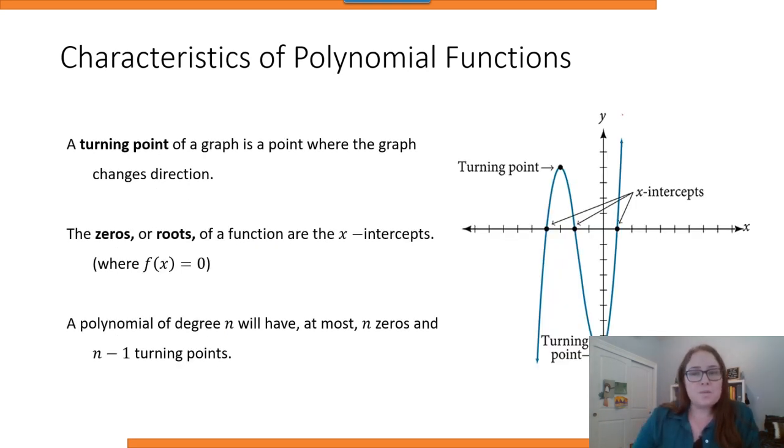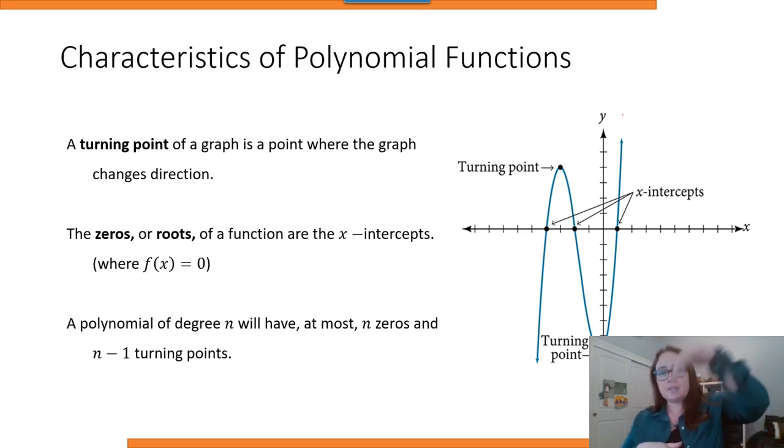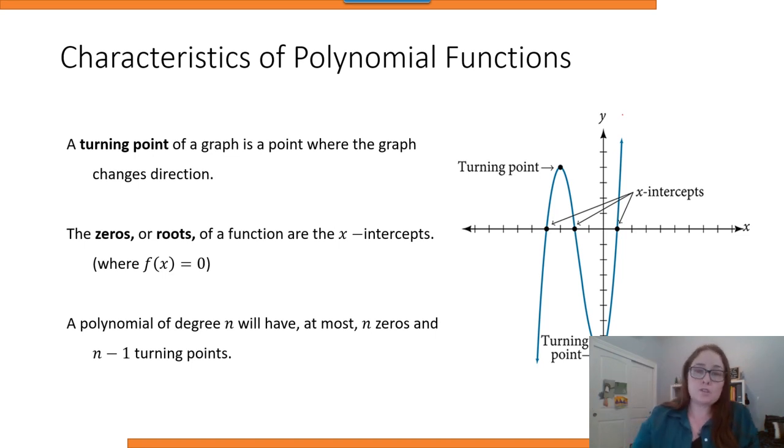Some other characteristics we want to know is, I told you, these polynomials tend to curve up and down, get some waves going there. Whenever it changes direction, we call that a turning point. So if it goes from increasing to decreasing or decreasing to increasing, then that's a turning point. It's usually a local or absolute extremum as well, but we also can refer to that as a turning point.